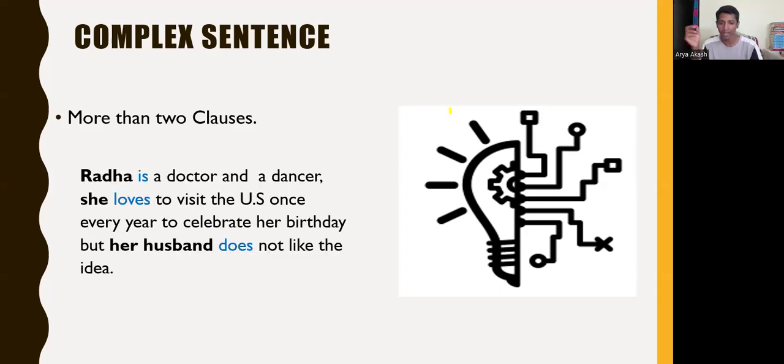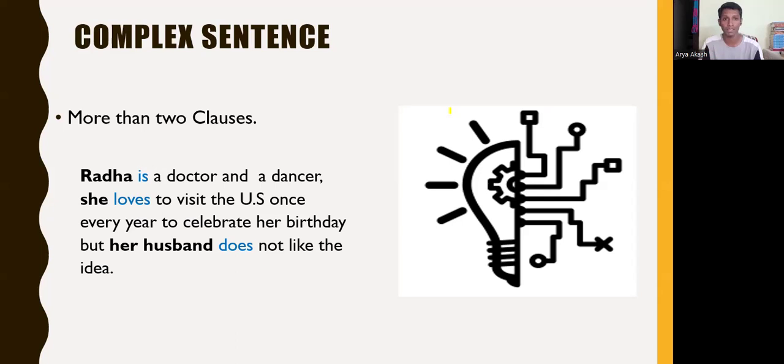Here is the example. Radha is a doctor and a dancer. It's clause one or sentence one. She loves to visit the US once every year to celebrate her birthday. It's the second expression, the second sentence or second clause. But her husband doesn't like the idea. Third sentence. Do you see? There are three clauses we have used. We can use more than three also.